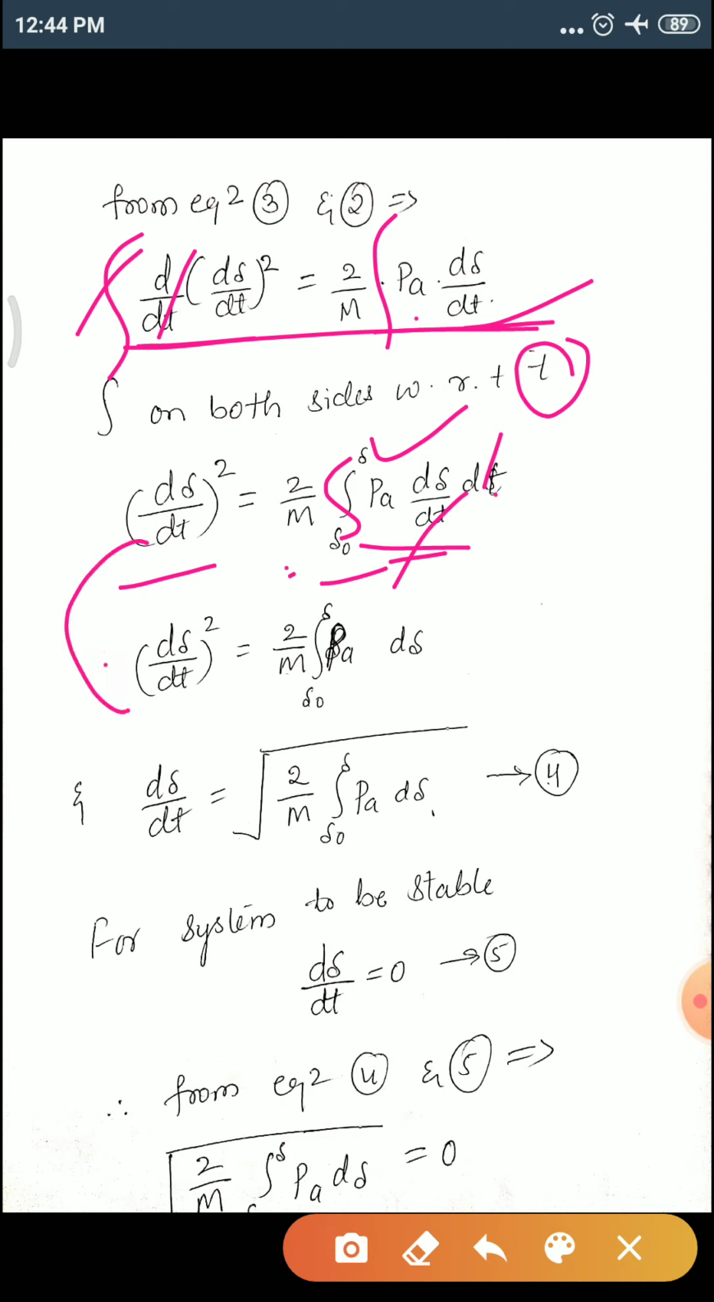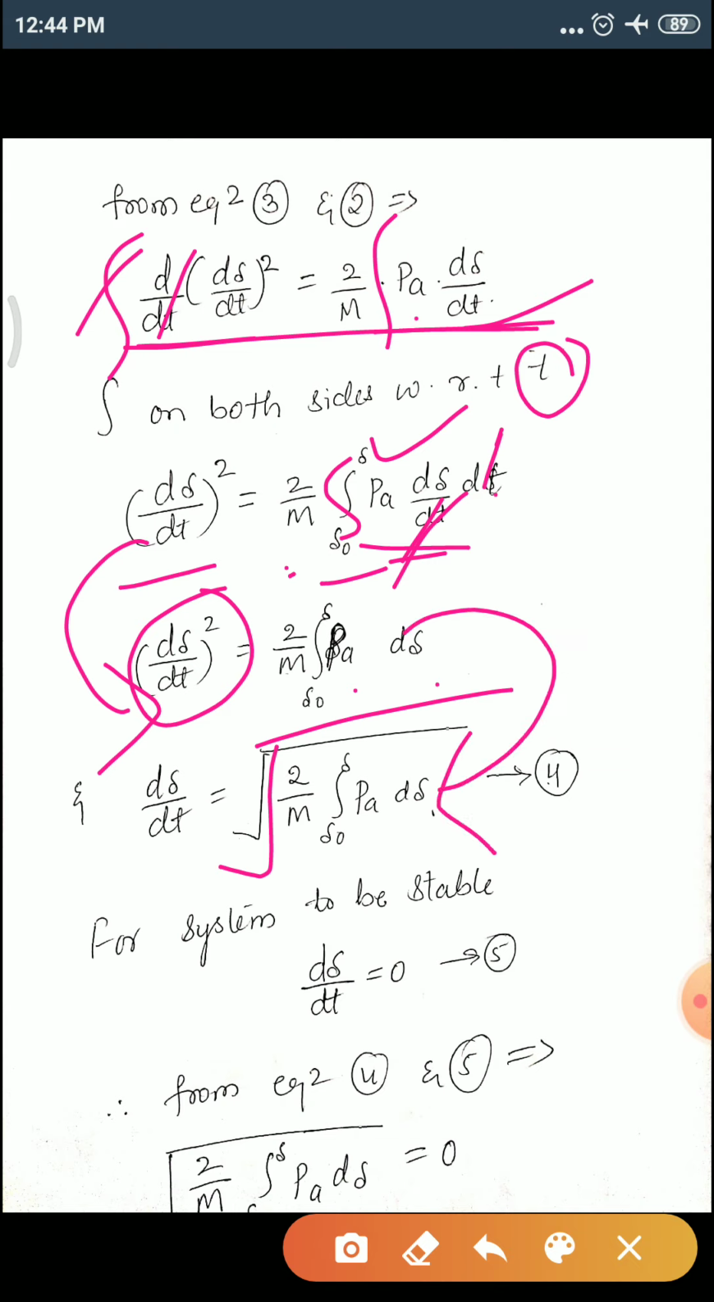Okay, this equation, if you simplify, we get (d delta by dt) whole square will be equal to 2 by m. So this dt gets cancelled, so it will be the integration of Pa into d delta. Okay, this is a square, if you remove the square, we will get a square root of the same term. So what we know is, for the system to be stable, d delta by dt should be equal to 0. This we have seen earlier.